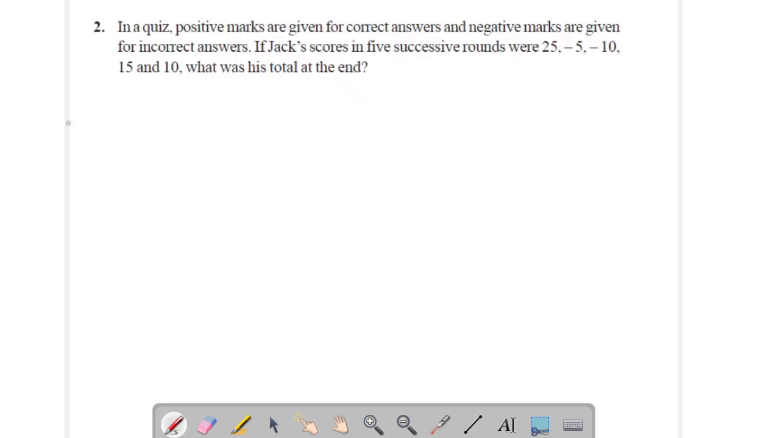Now come to question number 2. In a quiz, positive marks are given for correct answer and negative marks are given for incorrect answers. If Jack's scores in 5 successive rounds were 25, minus 5, minus 10, 15 and 10, what was his total at the end? See the solution.